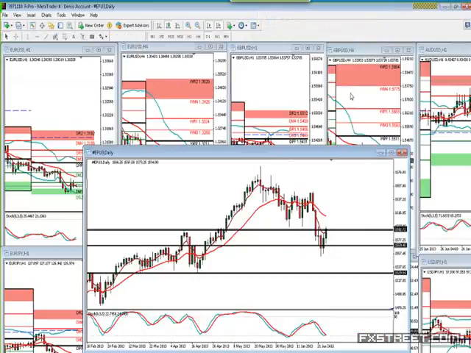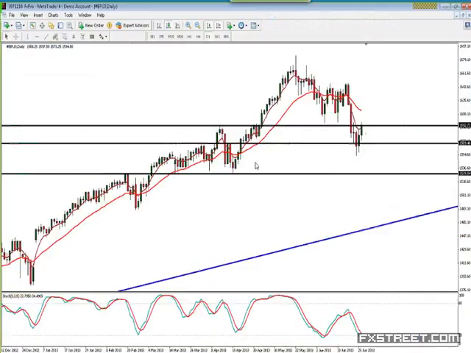I've never used it, to be honest. A 3-month chart, I've never really made use of it. I'm sure it has value, no question.